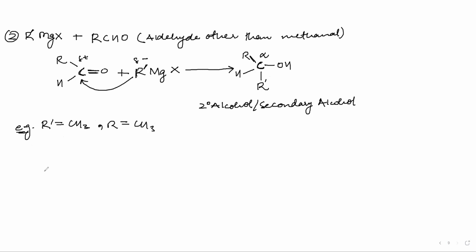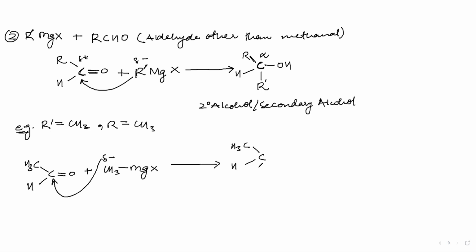So what are we reacting here? First of all, we have the carbonyl carbon with C double bond O, attached to CH3. This is the R and H, and we are reacting this with CH3 bonded to MgX. Nothing different: this delta negative will attack the C=O. So you will get H3C, and these are all already attached. You will get one new bond, which is CH3, and one pi bond will be broken, forming alcohol. Now you can see that this alpha carbon is attached to CH3 and CH3, so this is a 2 degree alcohol.